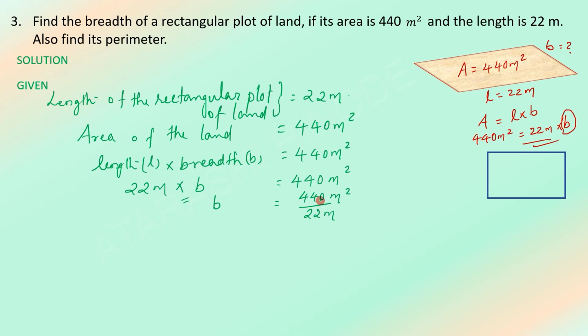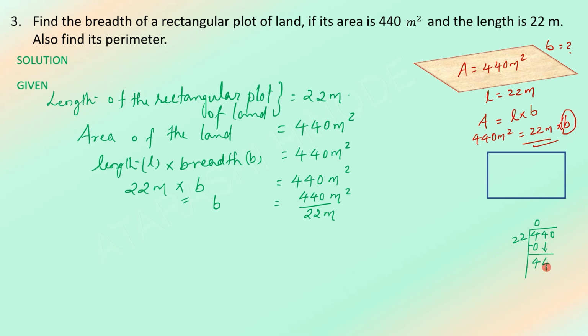Now we have to divide 440 by 22. 440 divided by 22. Here we are doing long division. Since 4 is less than 22, here we have to put 0, then 0 multiplied by 22, we get 0 here. Then when we subtract, it is 4 here.